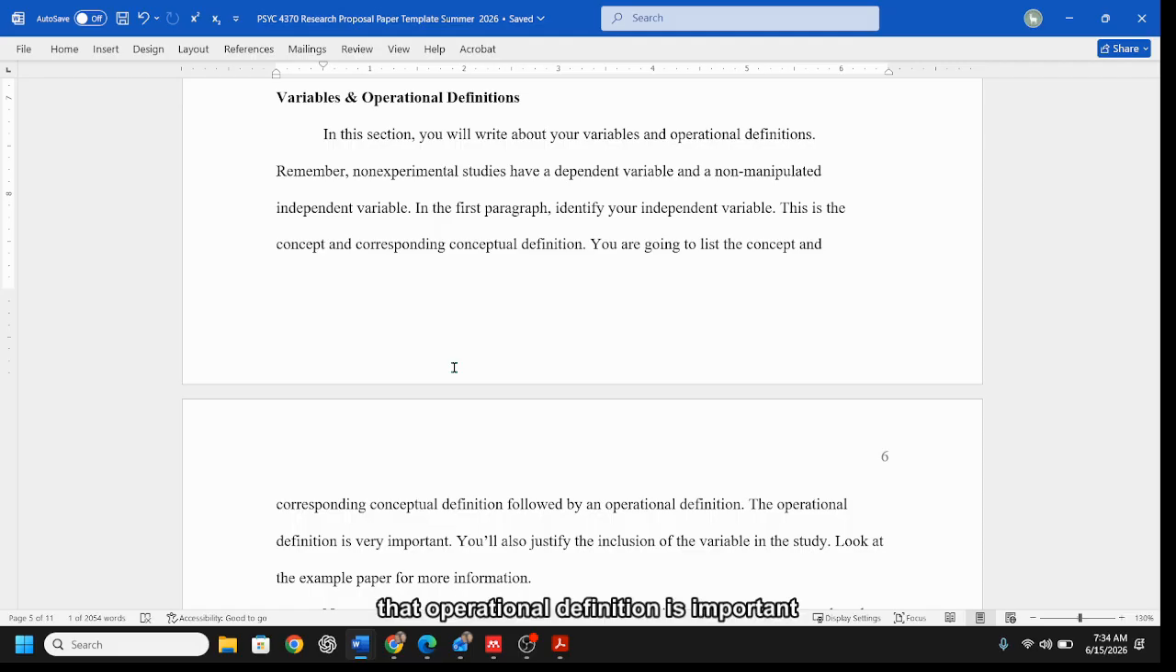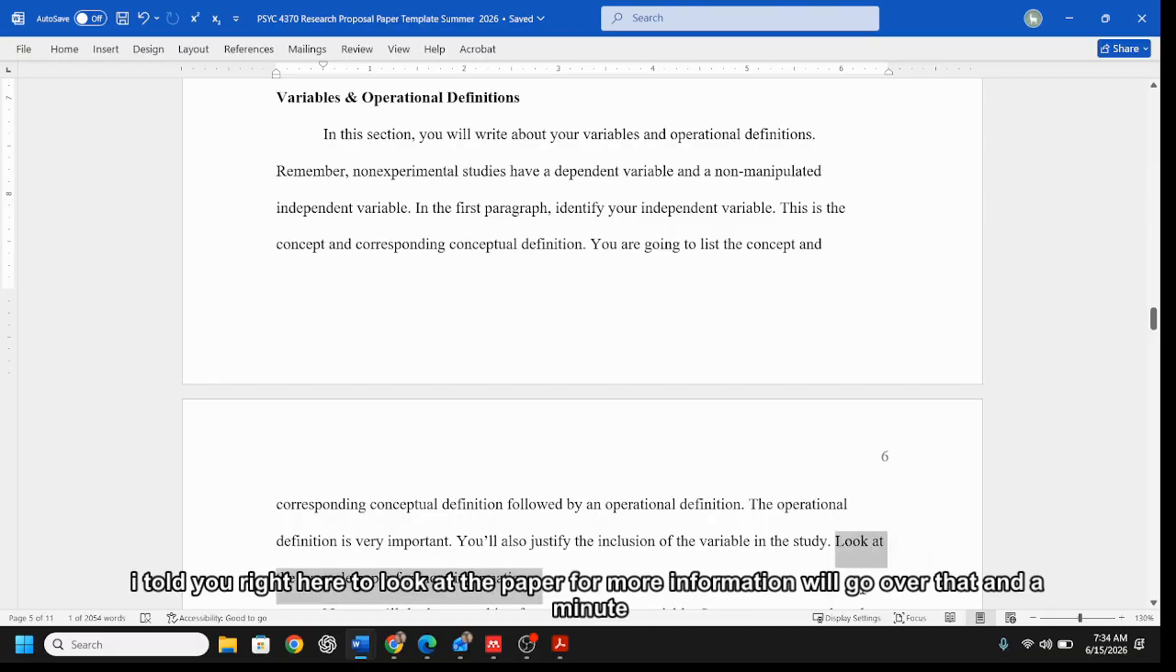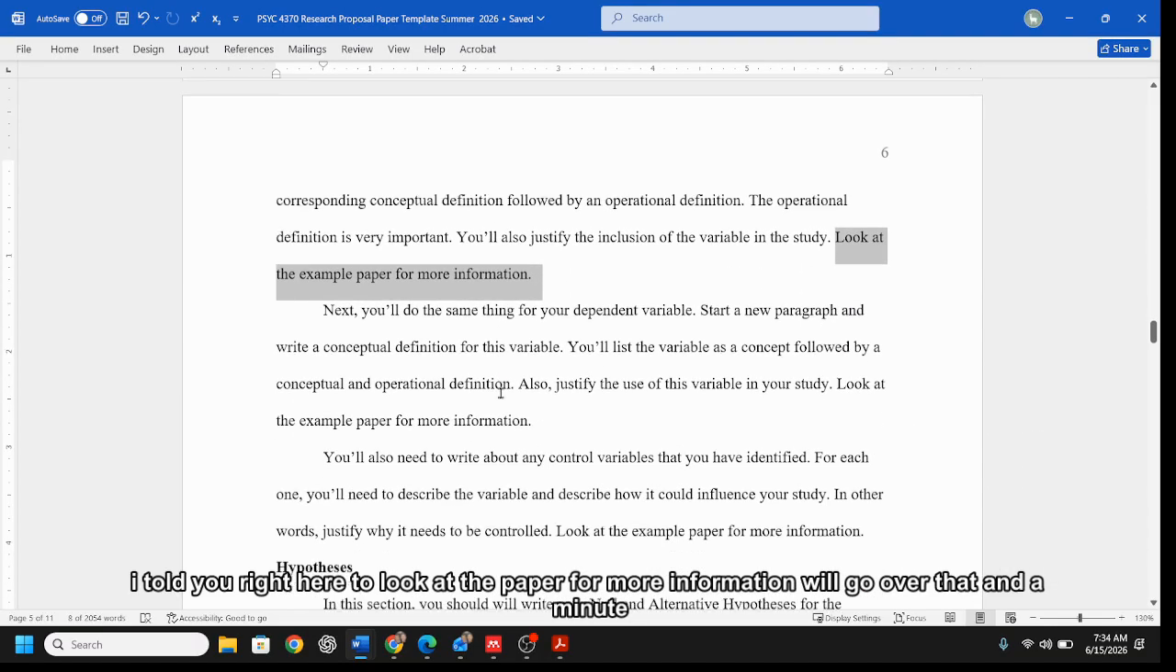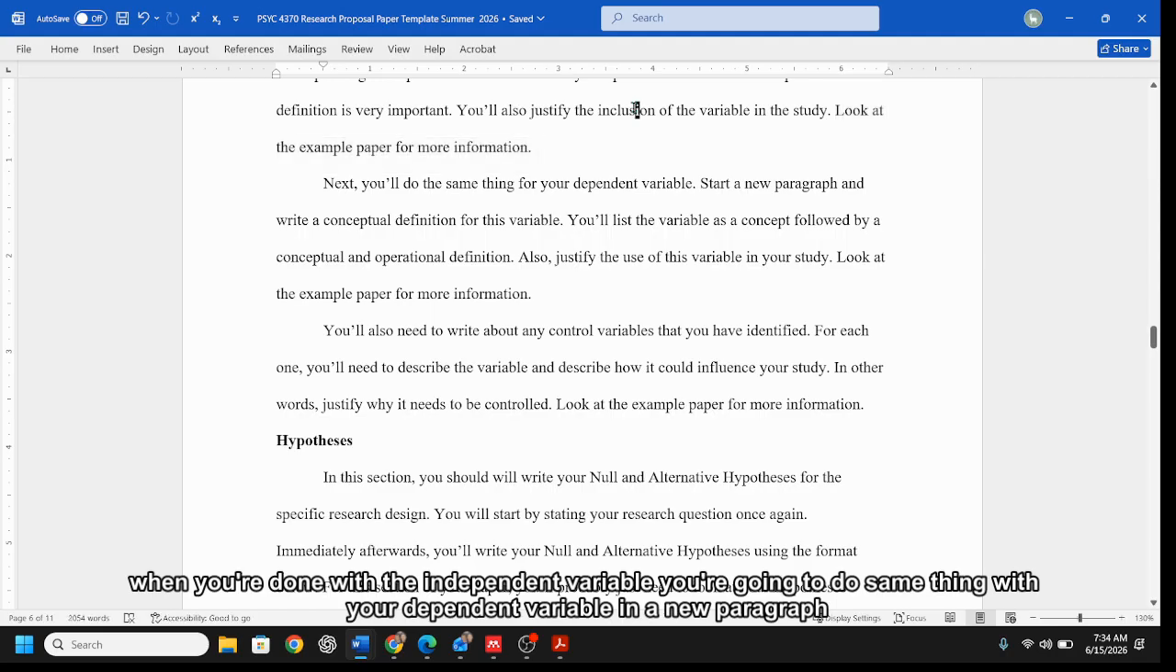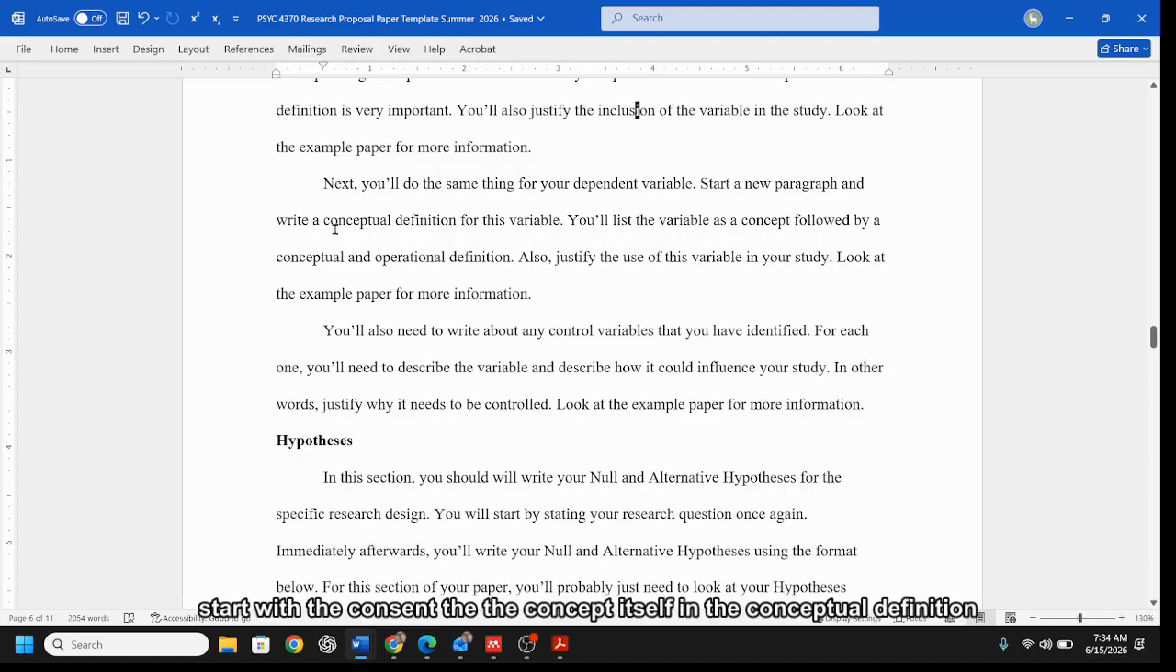That operational definition is important because you're going to justify how you're measuring it and justify why that measure is included. And I told you right here to look at the paper for more information. We'll go over that in a minute. When you're done with the independent variable, you're going to do the same thing with your dependent variable in a new paragraph. Start with the concept itself, then the conceptual definition, then provide the operational definition and justify it.